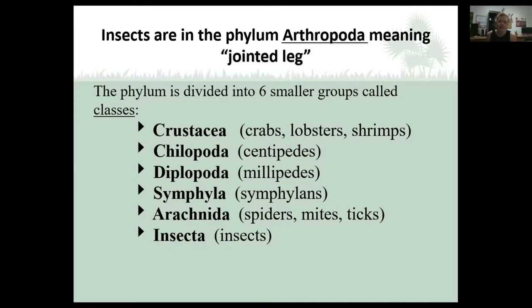So insects are in the phylum Arthropoda. This means jointed leg in Latin. This phylum is made up of 6 classes, one of which are insects, and they are dubbed the Insecta. So notice that spiders, mites, and ticks are not insects. They are... Hallelujah. They are arachnids in the class Arachnida, and they have their own separate thing. So insects and Arachnida are completely separate from each other.